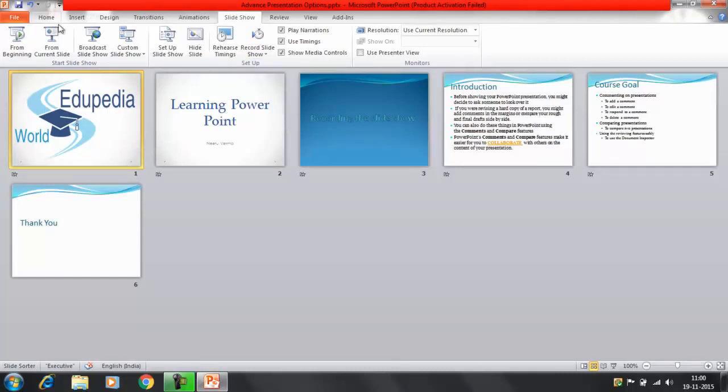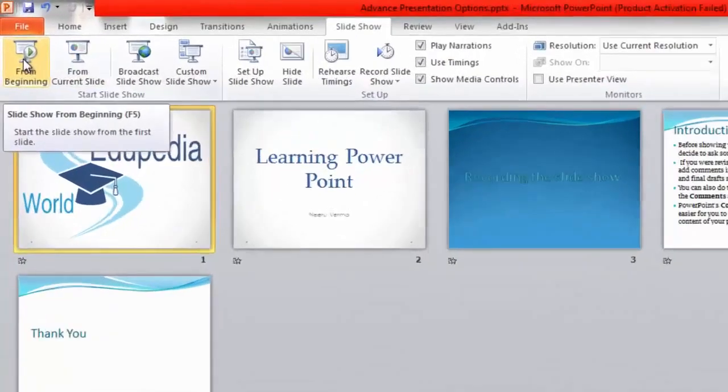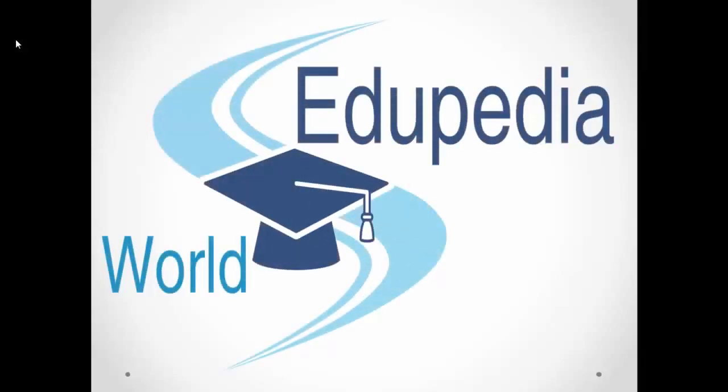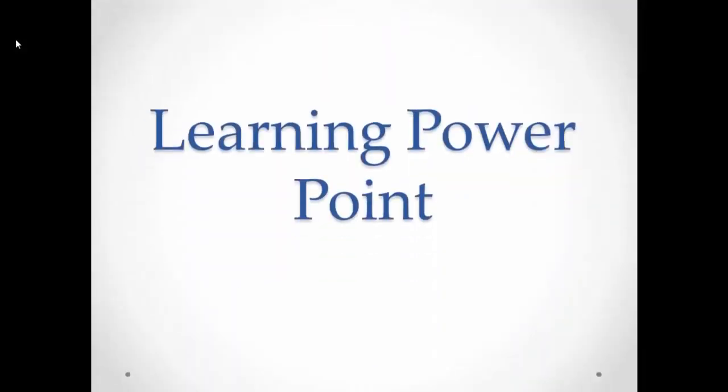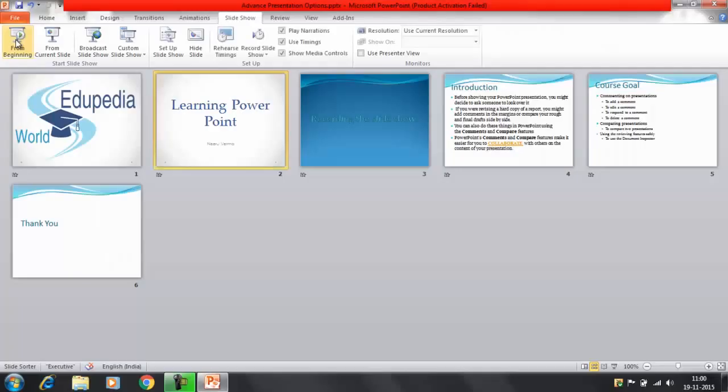Now if we are going to select the slideshow from the beginning, then there would be no narration with it. We need to start the slideshow once again. It's showing you the Edupedia. Then we can click on the second, Learning PowerPoint, and this way you can proceed with your slideshow. Now you can see that all these slides are coming on a single page. So how do we get back to the normal view? From the bottom here, click on the normal view.